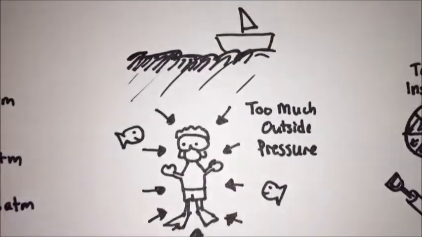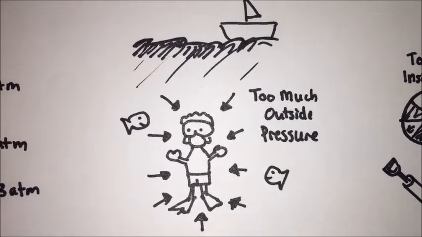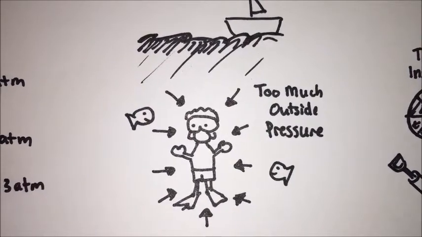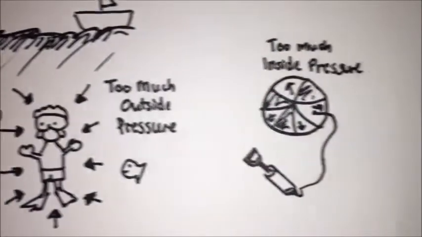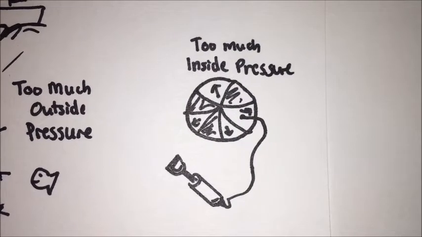Now, if we were to dive to the bottom of the ocean, all that pressure would be too much for our body, and crunch, we would implode. If we were to go into space, or like this ball, have too much pressure, we would end up exploding.